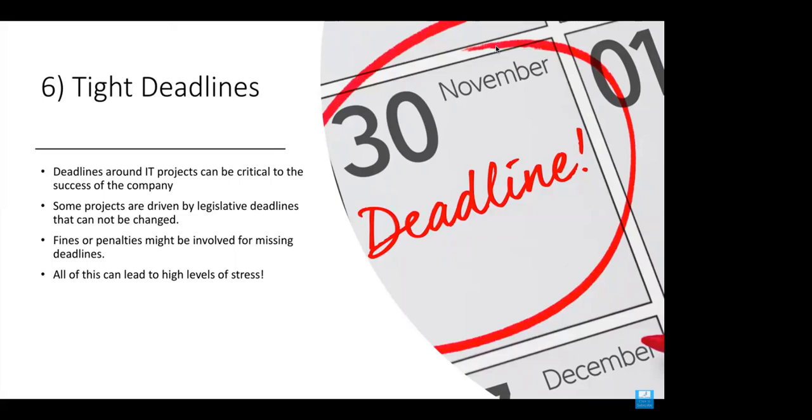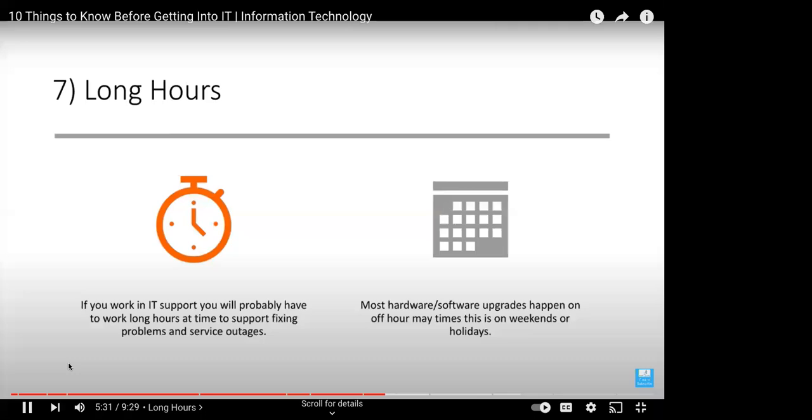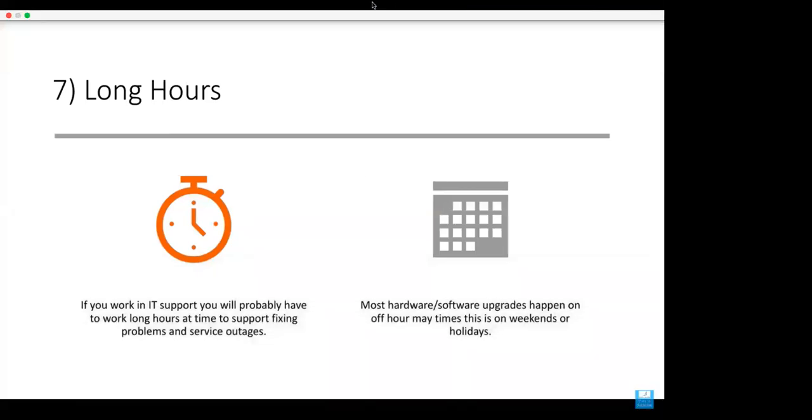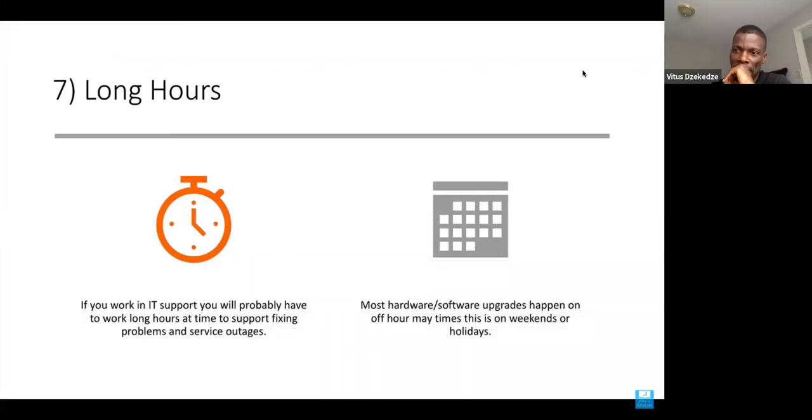So let's talk about something else that might be a limiting factor for you in the IT business. Another potentially negative factor with the information technology business is the potential for very long work hours. To go along with those tight deadlines might be a lot of hours to meet those deadlines, particularly when the project's coming to an end. And if you work in an IT support position, you'll probably have to work long hours fixing problems if there are any types of service outages. Most hardware and software upgrades also happen during off hours, and many times this is on weekends or holidays, the very time when you don't want to be working. So if you're not really up for long hours, this is probably not a good business for you.